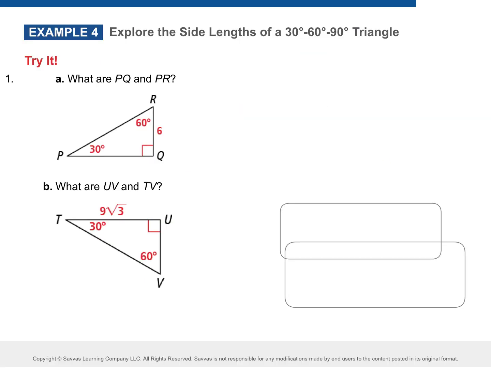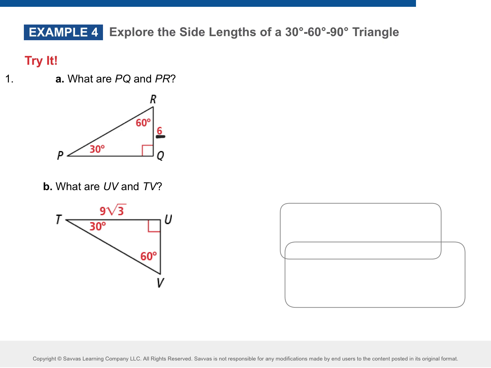So go ahead and look at example 4, A and B. Go ahead and try those. So similar idea with when we had 45, 45, 90 triangles. You always want to look at what it gives you. As in, does it give you a short leg, long leg, or a hypotenuse on A? What's it give us? Short leg.